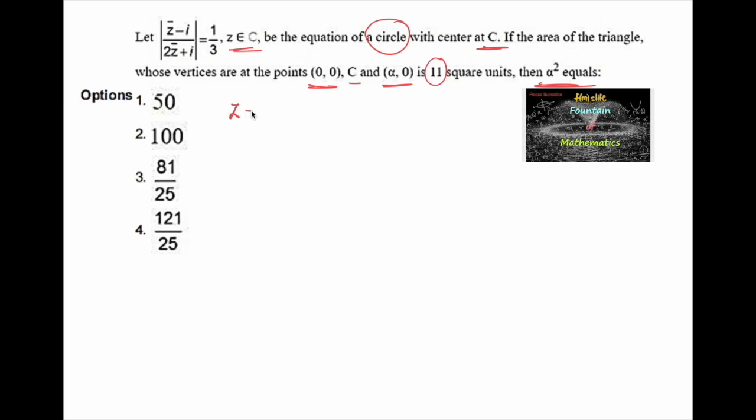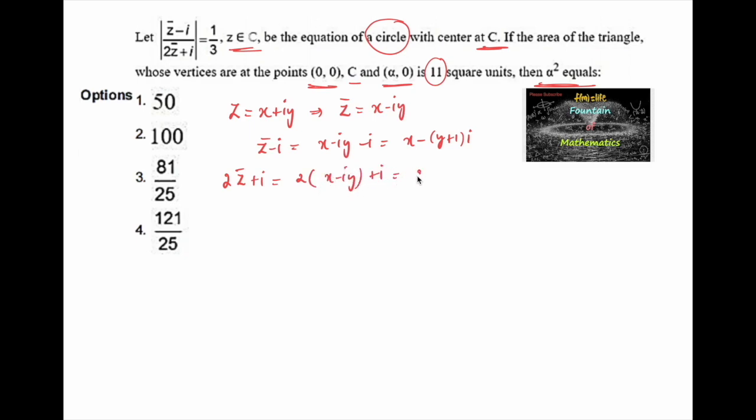So let us consider the complex number z is equal to x plus iy, so that z bar is equal to x minus iy, and z bar minus i is equal to x minus iy minus i, that is x minus (y plus 1) i, and also 2 times z bar plus i we can write 2 times (x minus iy plus i), that is 2x, and again plus of minus 2y plus 1 times i.